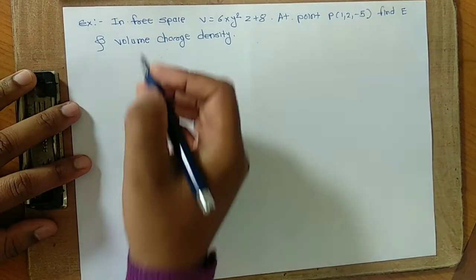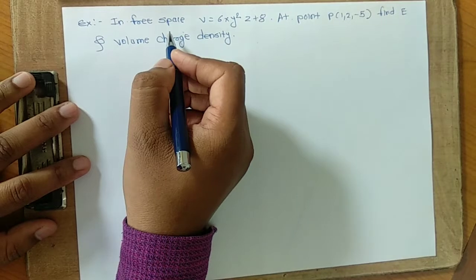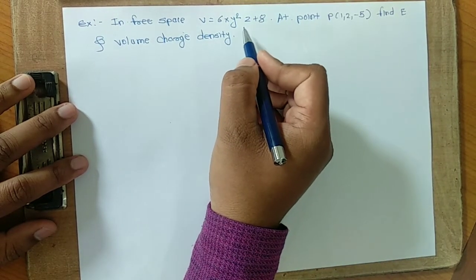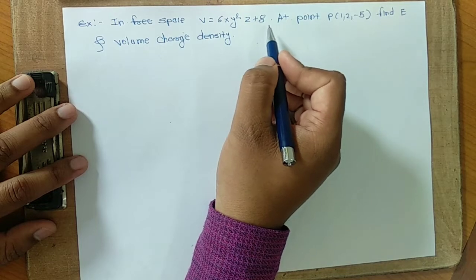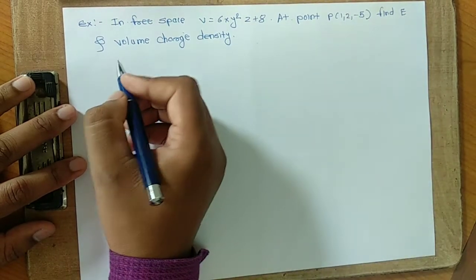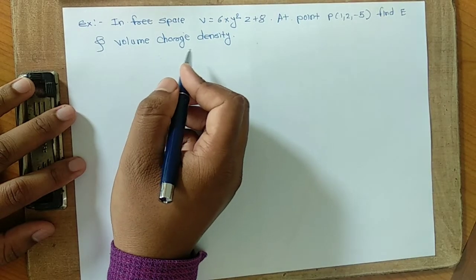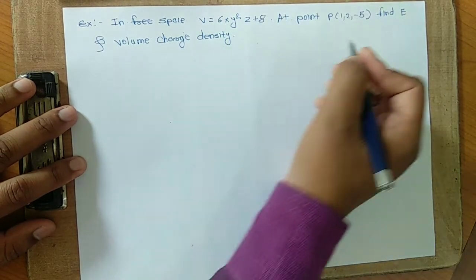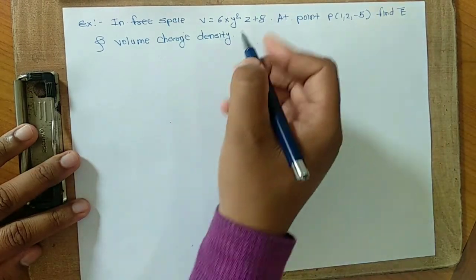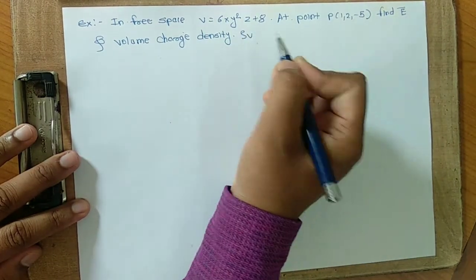See the problem: in free space, see what they have given. Free space means epsilon 0. V is equal to 6xy²z plus 8, at the point (1, 2, −5). Find E bar and the volume charge density. So we have to find E bar, and by volume charge density, you have to find rho v.